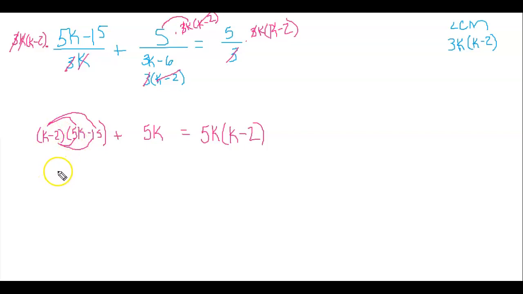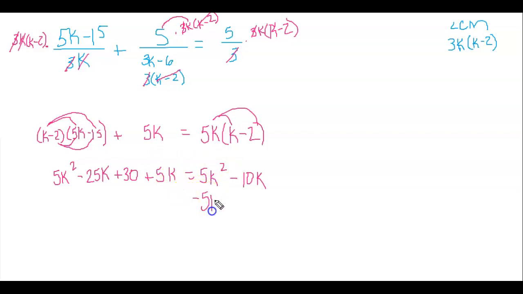So this is going to be 5k squared minus 25k plus 30. So when I did my double distribution, that's my trinomial. I have the plus 5k still. And then here I do need to distribute 5k, so I get 5k squared minus 10k. So it looks like it's a quadratic, and I know quadratics need to be equal to 0, but if I subtract 5k squared from both sides, look at this loveliness that happens here.